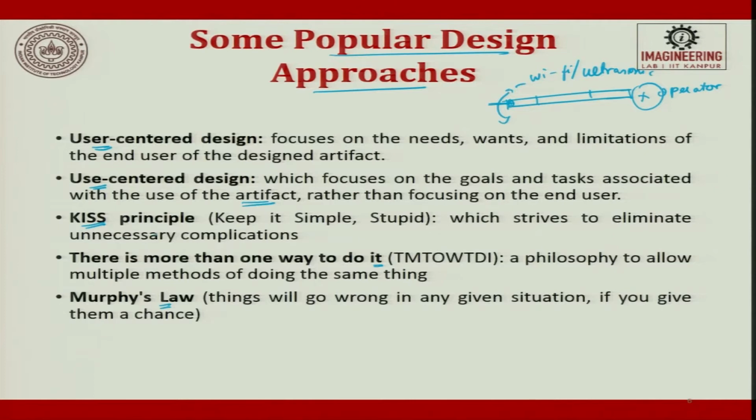Then the next one is KISS, keep it simple and stupid, which strives to eliminate unnecessary complications. This is very much used in computers today, in mobile phones today. When you take a charger and fix it into the slot of your smartphone, you see that it is possible only one way and it is as simple as possible. So, that is what is called KISS. KISS is nothing but keep it simple, stupid. So, this is to remove all unnecessary complications.